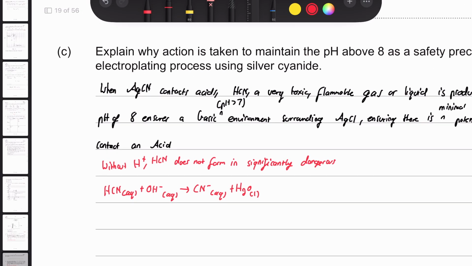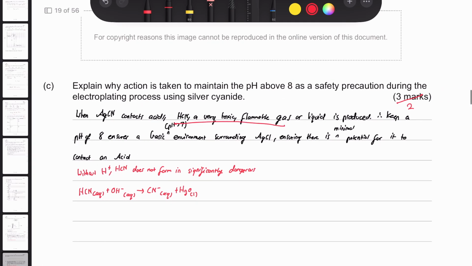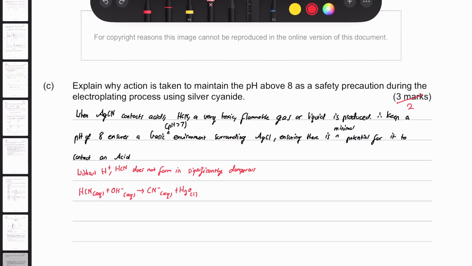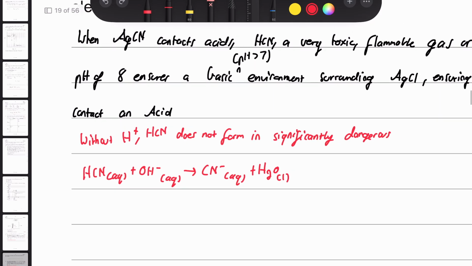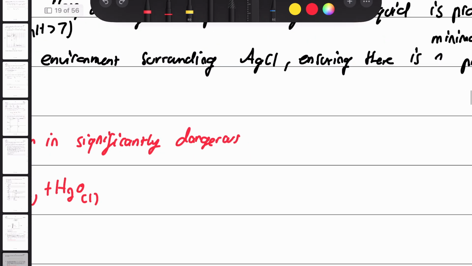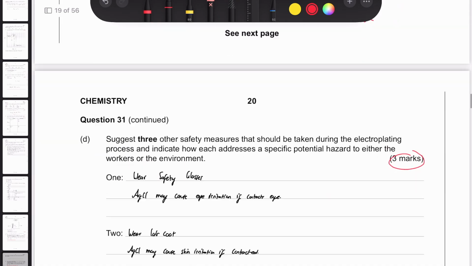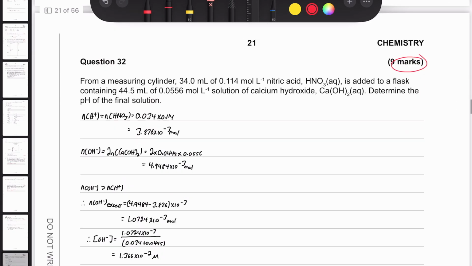Here you needed to have, I only talked about, so I talked about this, it's toxic or whatever, and then I talked about how maintaining a basic environment ensures there's a minimal potential for it to contact the acid or H+. But then you needed to talk about something extra. So some of the possible ones are without H+, the HCN does not form in significant, dangerous concentrations. Oh, you could have had the equation, but I didn't have any, so only 2 marks there. And that's got 3 marks there for safety.